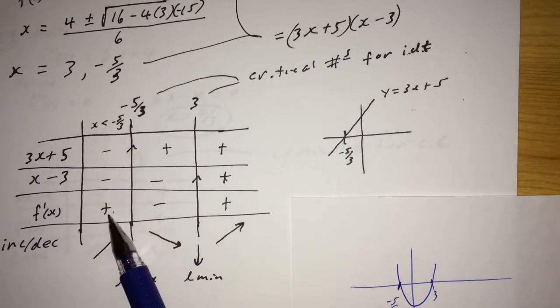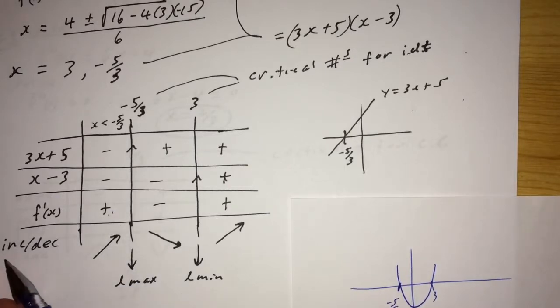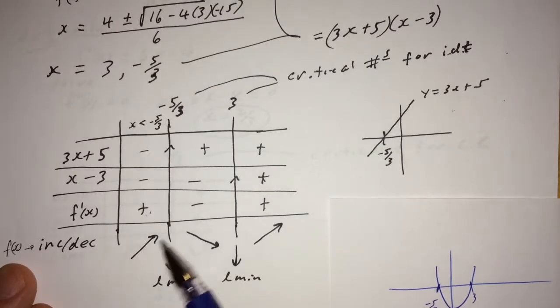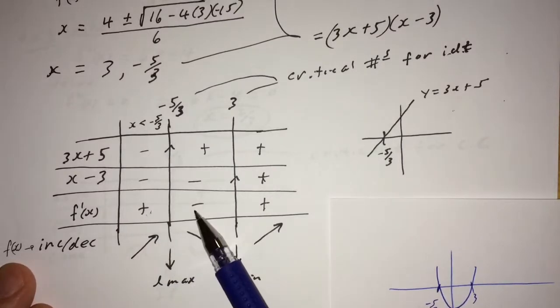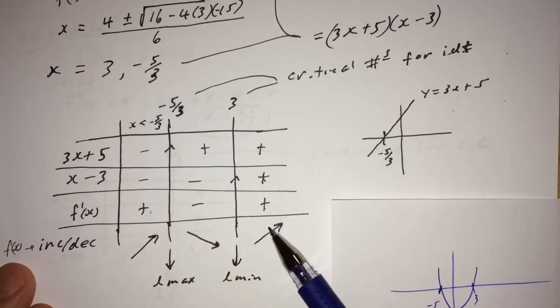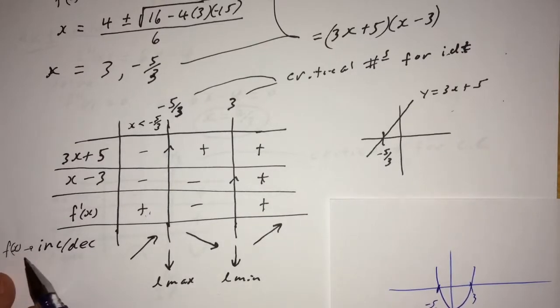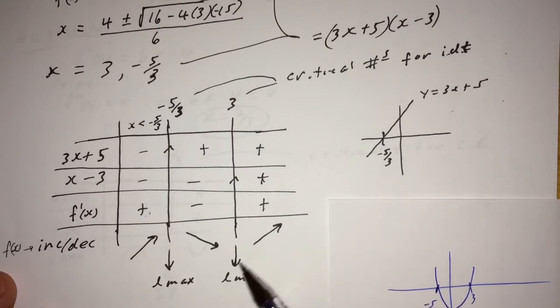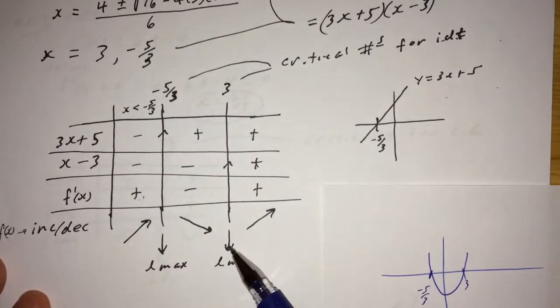So if f prime is positive, then the function f of x is going to be increasing. So we use this arrow for increasing. Then f prime is negative, decreasing. And then increasing when it's positive again. So this tells us what's happening to the function f of x, which is what we're trying to analyze. And if it's increasing, then decreasing, we must be hitting a local max there. And then it's decreasing, then increasing, we must have had a local min here.